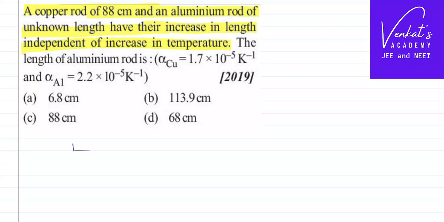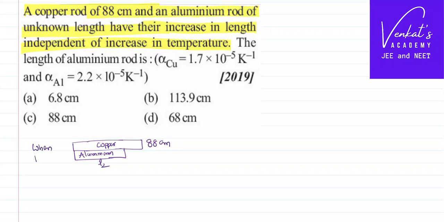There is one rod, that is the copper rod. There is another rod, that is the aluminum rod. Their lengths are not the same, they are different. Copper rod of length 88 centimeter, aluminum rod of unknown length L2. I don't know that, right? The increase in their length. So what happens to the increase in their length when you raise the temperature?